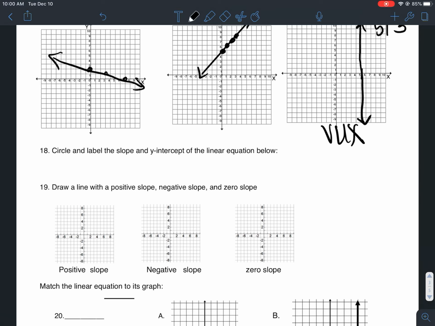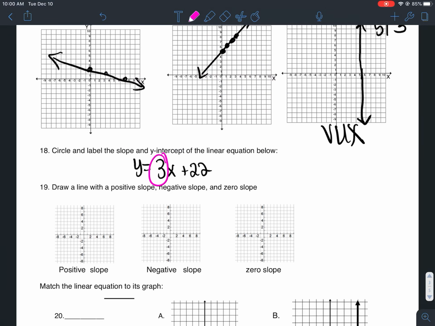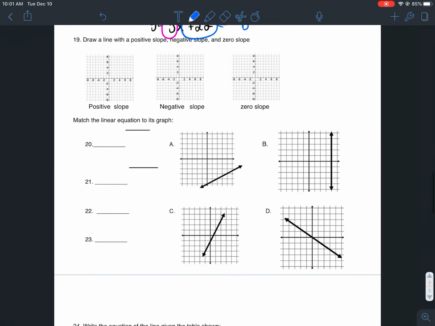Okay. So circle and label the y-intercept. Your slope is just the 3. It's not the x. And then the 22 is your y-intercept. I just realized that I didn't stop this video, so I'm not going to cut it either. I'll just run through the rest of them.